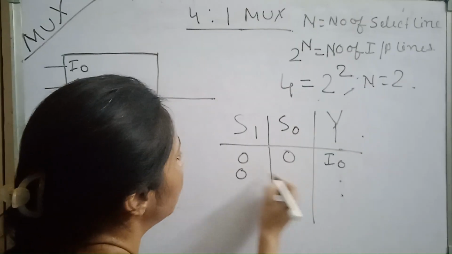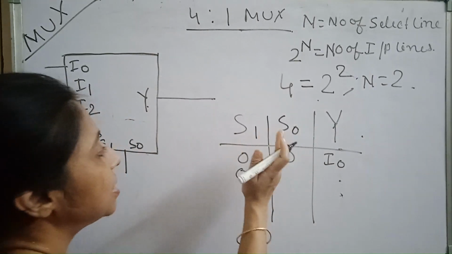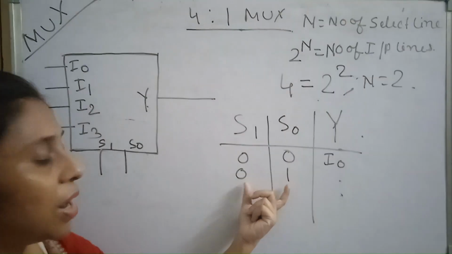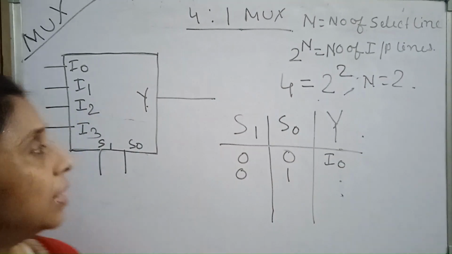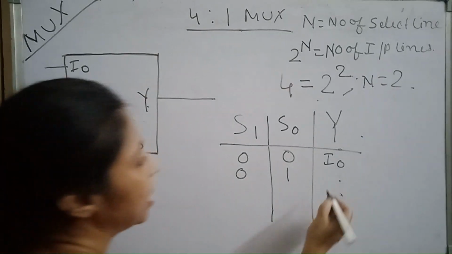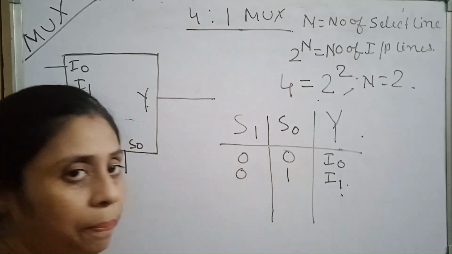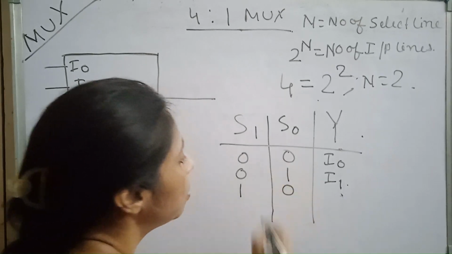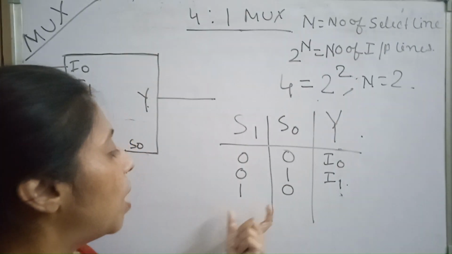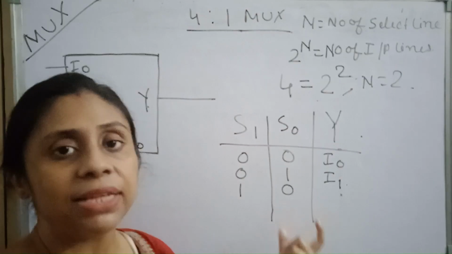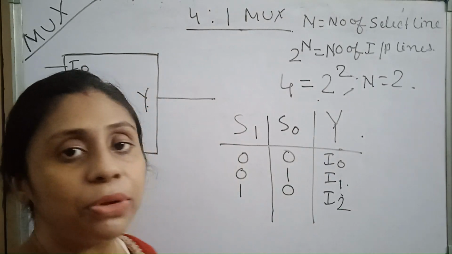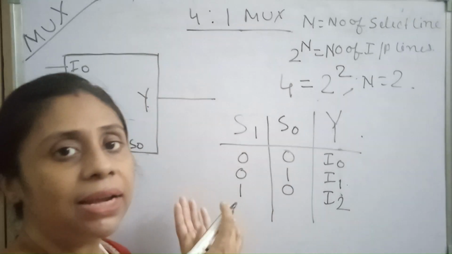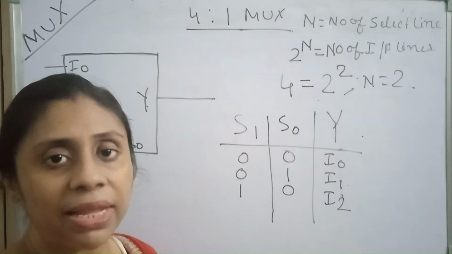Right? Now if S1 is 0 and S0 is 1, so in case of 0, 1, what is the decimal equivalent of 0, 1? 1. So in that case, I1 will be selected, so Y is equal to I1. Now in case of 1, 0, if S1 is 1 and S0 is 0, which one should be selected? 1, 0 means it is a decimal equivalent of 2. So I2 will be selected and Y is equal to I2. That means whatever input is given at line I2 will be selected and transferred to the output line without any change.